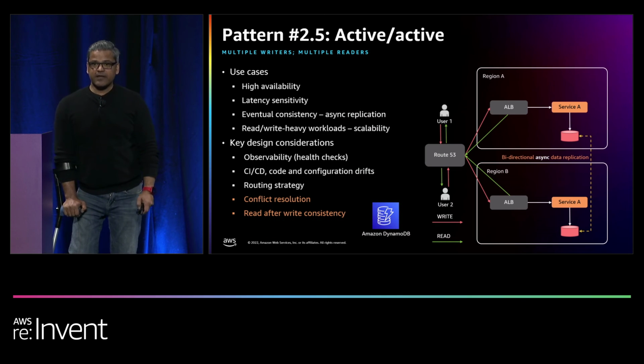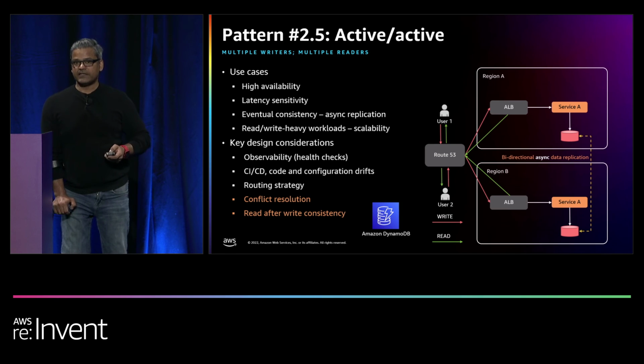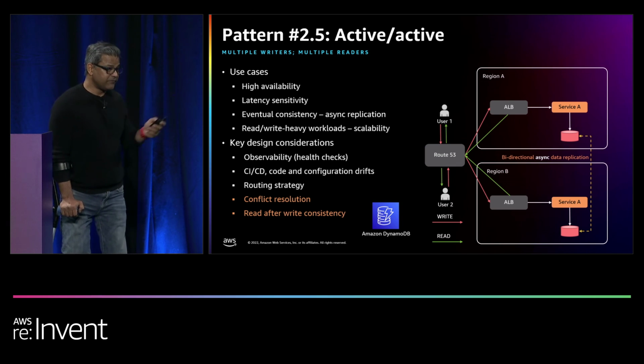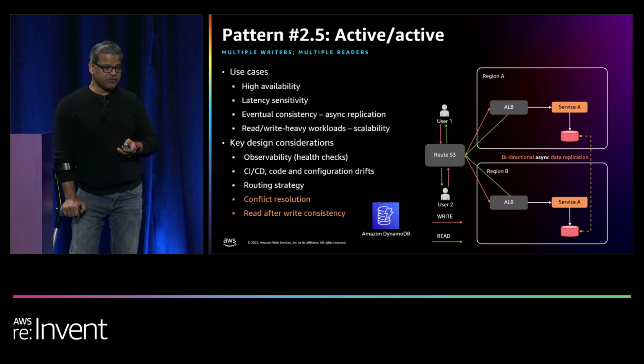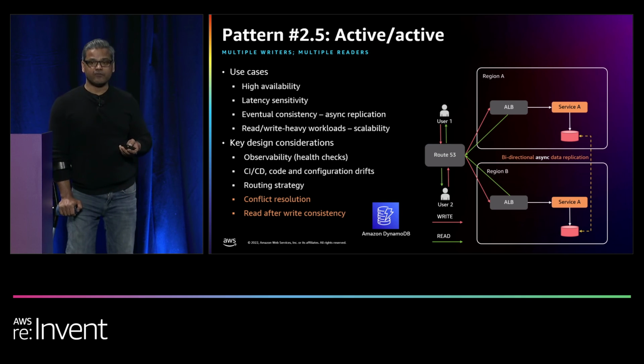And then finally, you can have multi-writers, multi-readers. In this case, you are distributing both your read and write traffic across different regions. This was briefly mentioned, I think, in the Vanguard example. Now, in this case, the motivation could be very similar to some of the previous active-active patterns. The added complexity or concern here is how do you deal with conflicts?